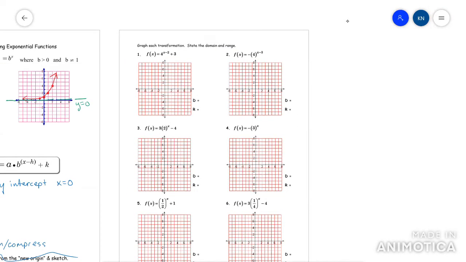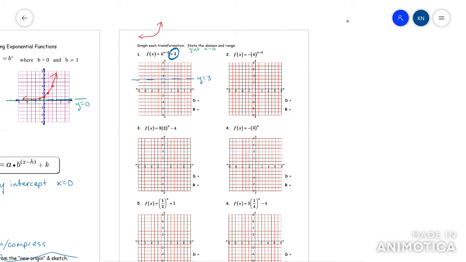The first thing I do is I look at the b, and I decide if this is growth or decay. That way I know it's going to look something like this. The next thing I do is I get my asymptote by my shift. So this one is a +3. That means my asymptote is going to be y equals 3, so my line will not cross that. And then the last thing I do is I go get my y-intercept.